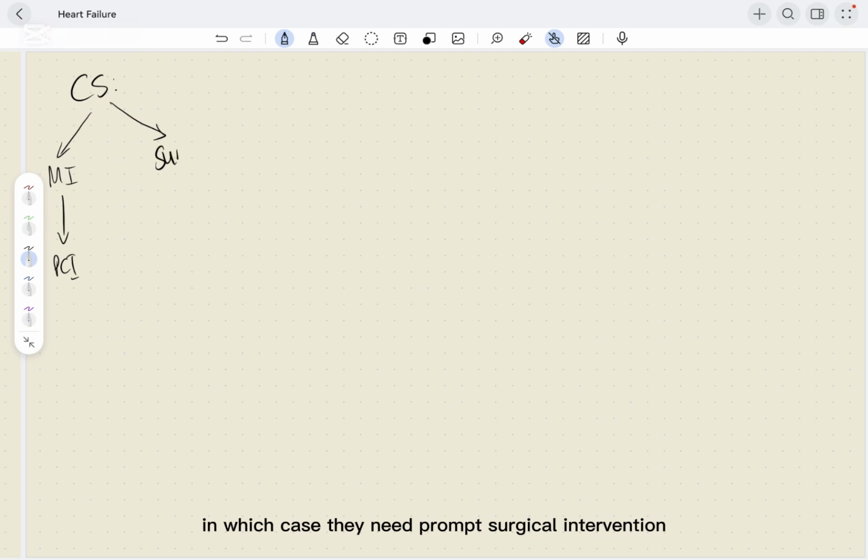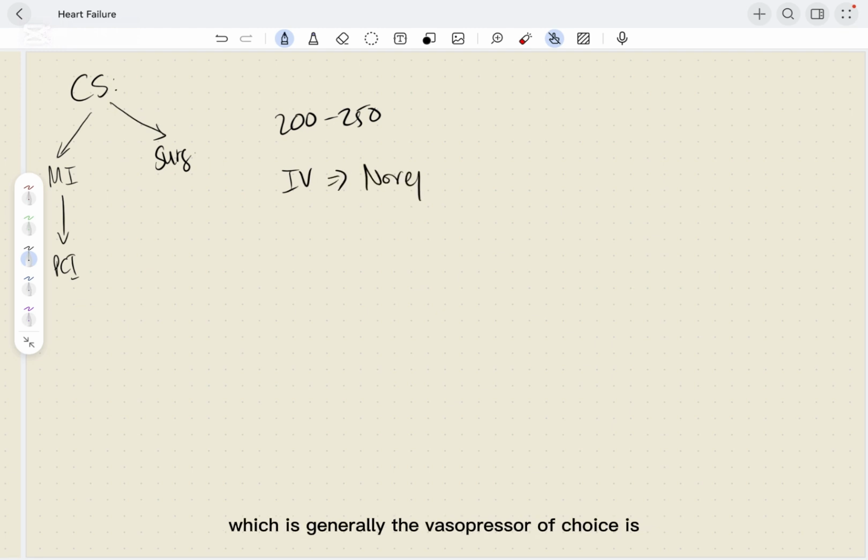prompt surgical intervention? From an ED perspective, in terms of their blood pressure, what we can do is try to give them a 200 to 250 mL fluid bolus. If the patient is unresponsive to that, then we have to initiate them on IV vasopressors, and the vasopressor of choice is generally norepi. Once we get our MAP where we want it to be, we need to start them on inotropic support.